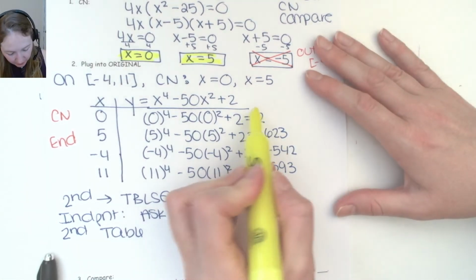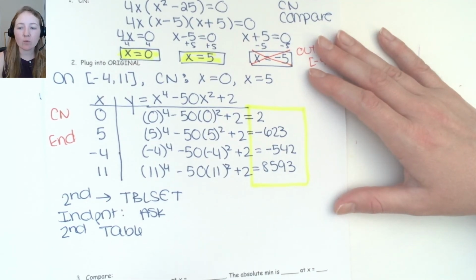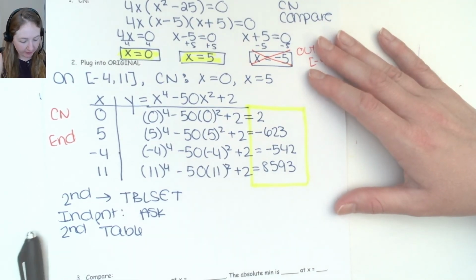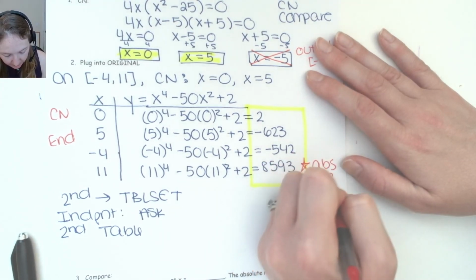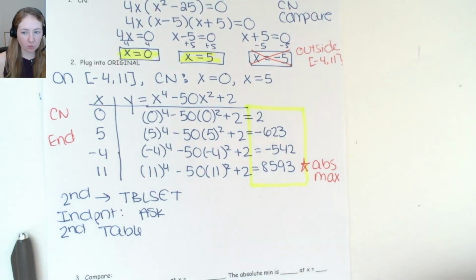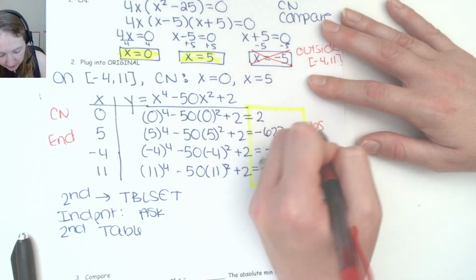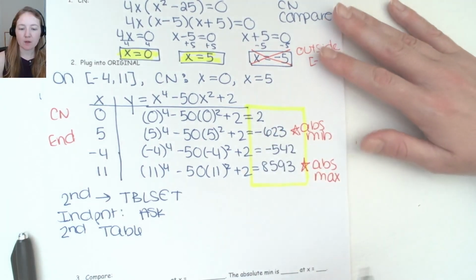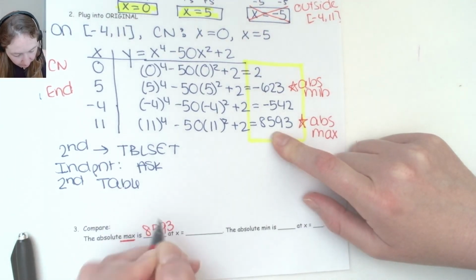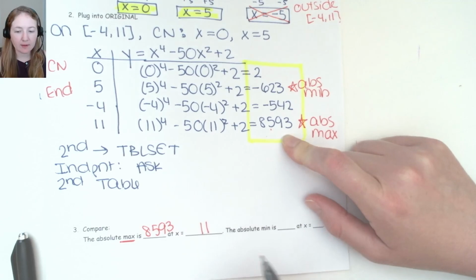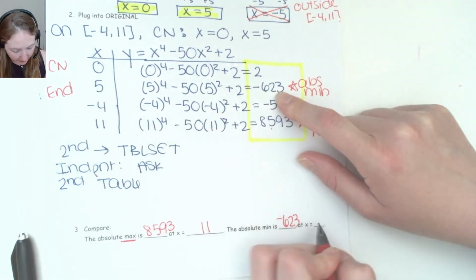All right. So then what we're going to do is compare these y values. And when you're comparing these y values, you're going to look at the biggest y value. That's going to be your absolute max. And then the smallest y value will be your absolute minimum. So my smallest y value is this negative 623. So we'll say that the absolute max is 8,593. That occurs at 11. And then the absolute min is negative 623 at 5.